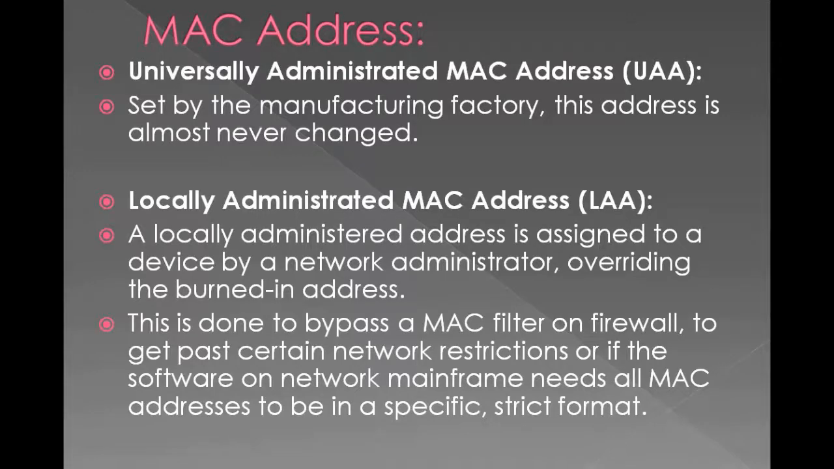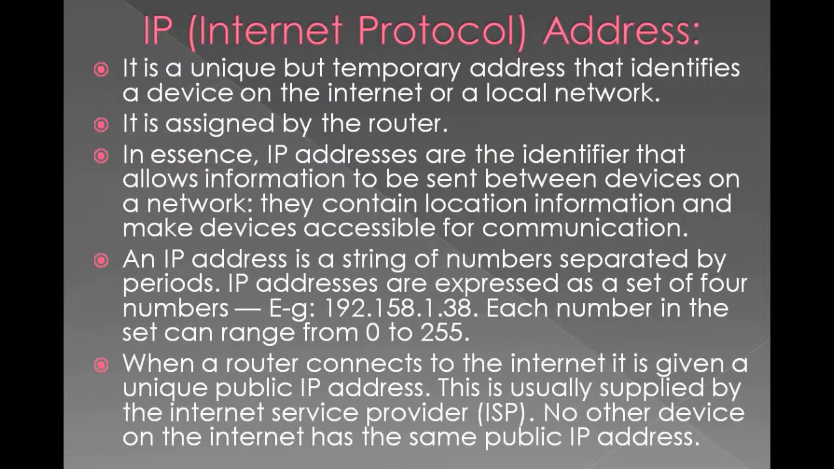Now, the next thing which we have is an IP or Internet Protocol address. What is an IP address? It is a unique but temporary address that identifies a device on the internet or a local network. It is assigned by the router. In essence, basically IP addresses are the identifier that allows information to be sent between devices on a network. They contain location information and make devices accessible for communication.